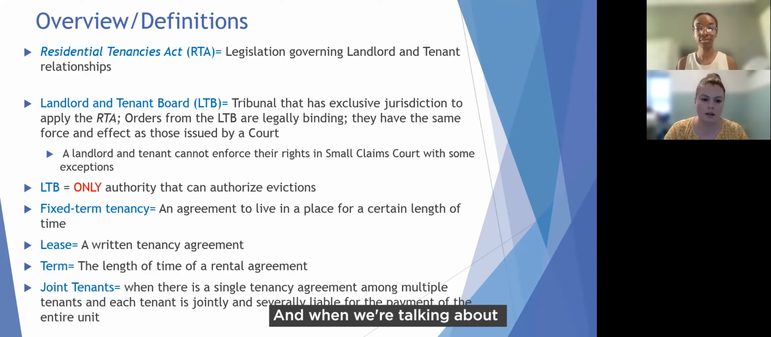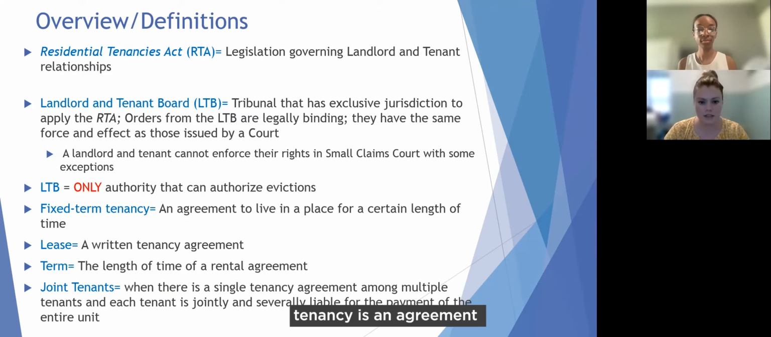When we're talking about tenancies in this case, we are talking about residential tenancies, of course, meaning where you live and where you're at home, not a commercial tenancy. A commercial tenancy is very different. That is a whole other legislation. So the LTB is the only one that can authorize residential evictions.